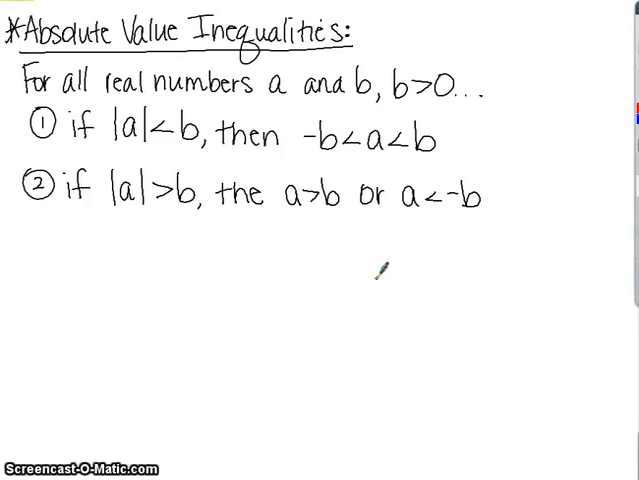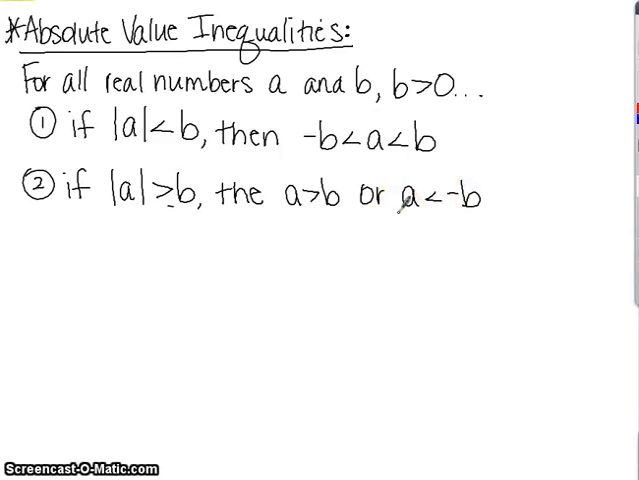Now, a student last year came up with a great way of remembering this. If it's greater than, it turns it into an "or" statement. So you'll know that less than must be an "and." And again, this first one is the same as your original. The second one flips the sign and makes it a negative B.